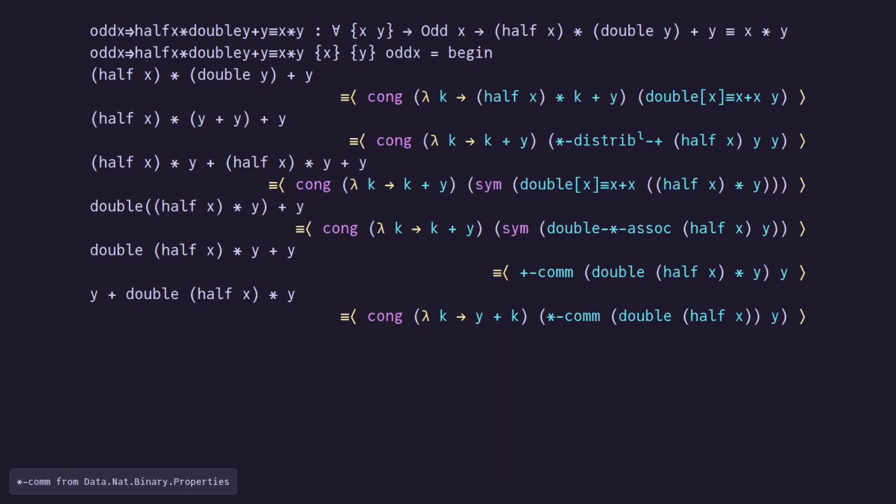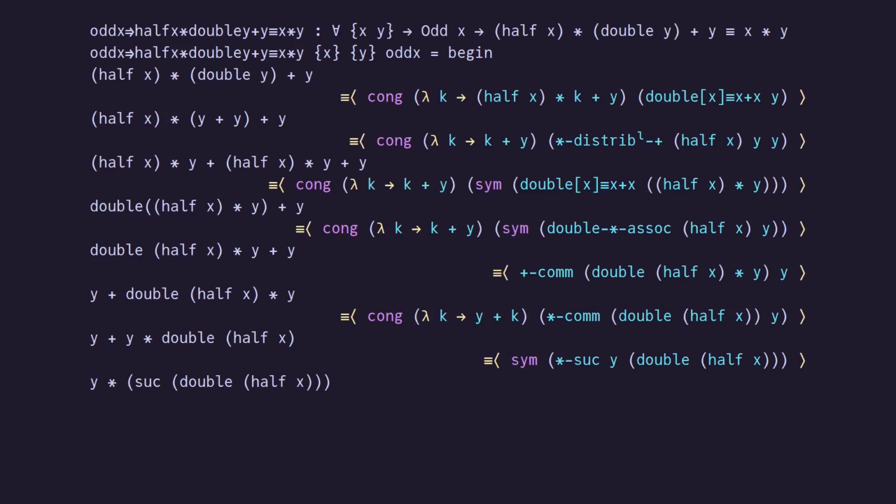In the second term, we rely on the commutativity of multiplication from the standard library to alter the operands of the multiplication. So we have y plus y into double of half of x. Now we know from the lemma star suck that y plus y star double of half of x is the same as y star suck of double of half of x; suck of m plus m star n is the same as m star suck of n. So we end up with y star suck of double of half of x.